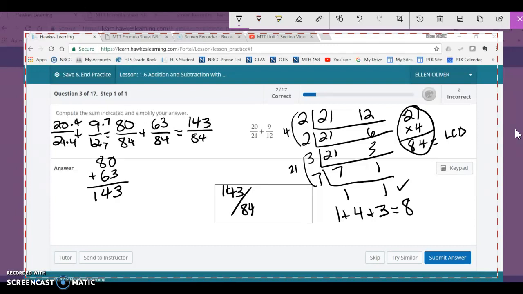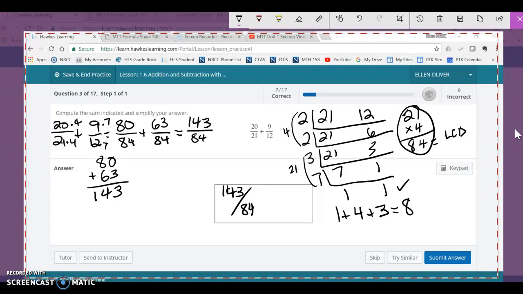The rule for 5 is if it ends in 5, and it does not. The rule for 6 is if 2 and 3 go in, neither one goes in, so it's not 6. 7, I might try 7. 7 times 20 is 140, so it's not going to go into 143.